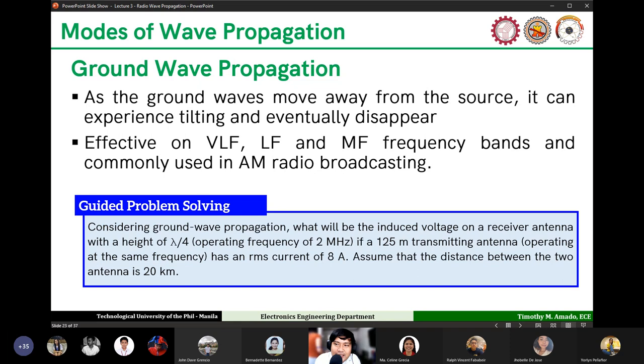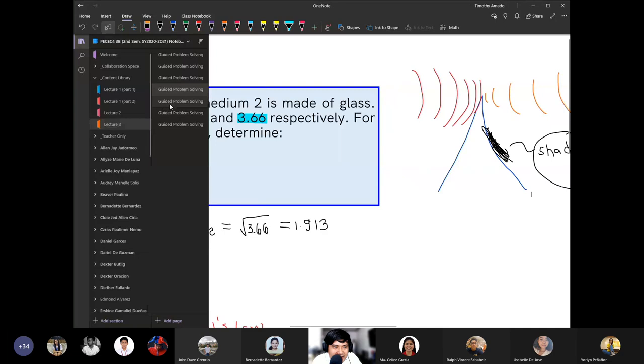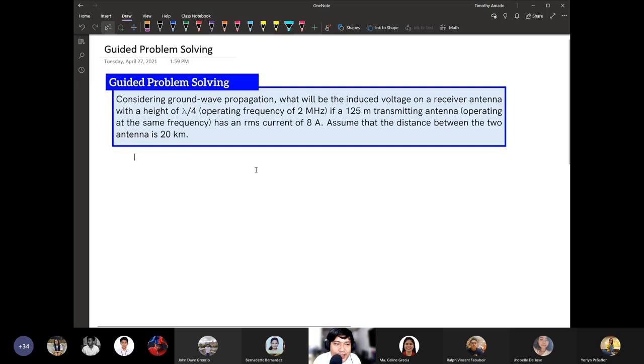So the question here is field strength only? Don't we have a formula for field strength, the square root of 30 PTGT? We will not use that, because the formula for electric field strength in ground wave is different. Actually, sorry guys, the question here is the induced voltage. The formula of induced voltage is just equal to the length of the receiving antenna multiplied by the electric field intensity. So, we still need to calculate the electric field intensity before we substitute into this very simple formula.